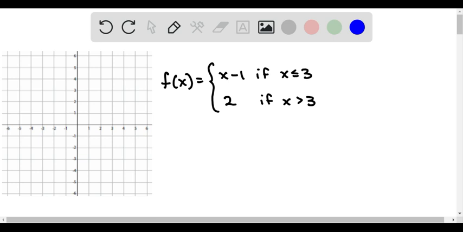Okay, I'm going to show you my favorite way to graph a piecewise function. So the first thing I do is I think about what the pieces are going to look like.